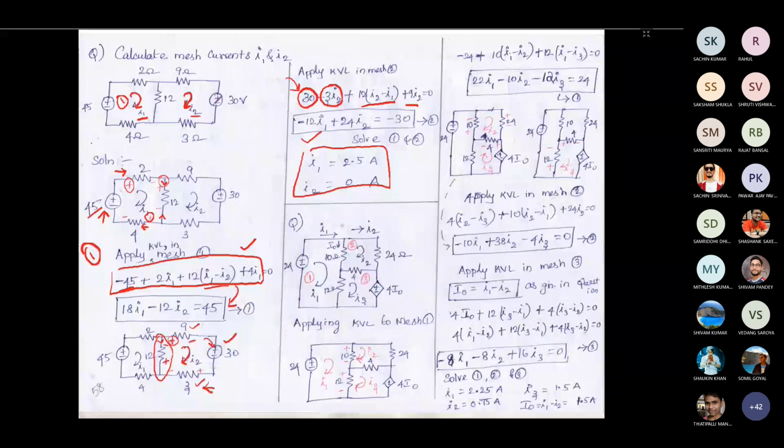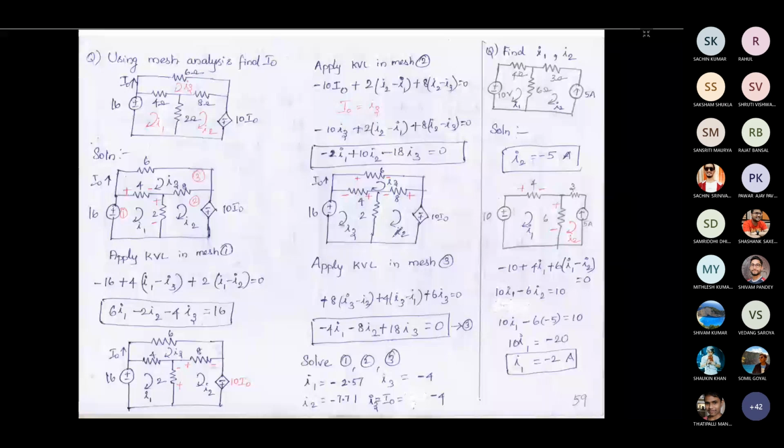Let us consider mesh analysis for three meshes. Let us consider this problem. Here it is given that I naught is in this direction. Why are we talking about I naught? I naught is going to decide the voltage magnitude of this dependent voltage source. This I naught current direction is going to decide the voltage across this. So this is a current controlled voltage source.